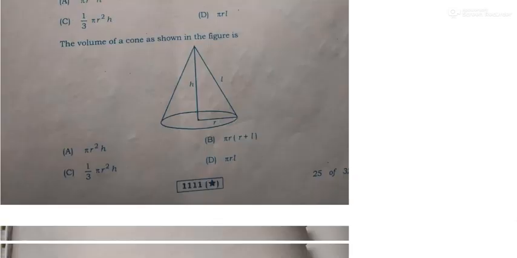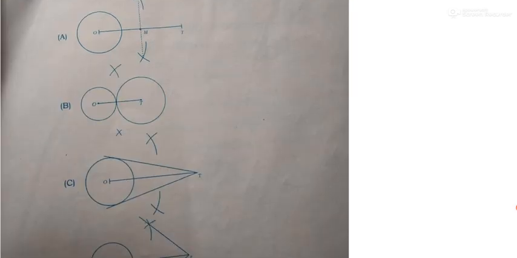Question number 35. Okay, it's in Kannada. English is missing. What have they asked? Question number 35. Okay, just a minute. Yes, here is our question. Which is the next step of construction while constructing a pair of tangents to a circle from an external point T given in the figure?